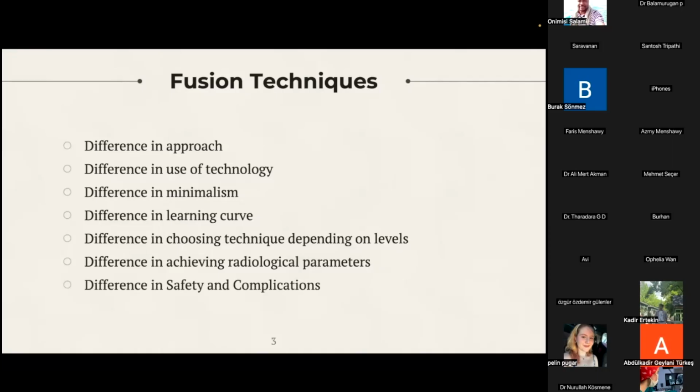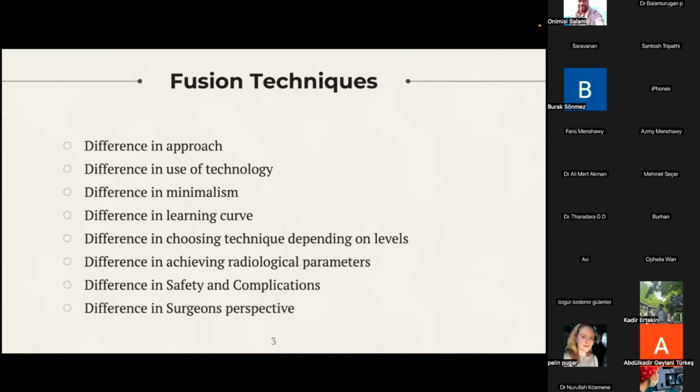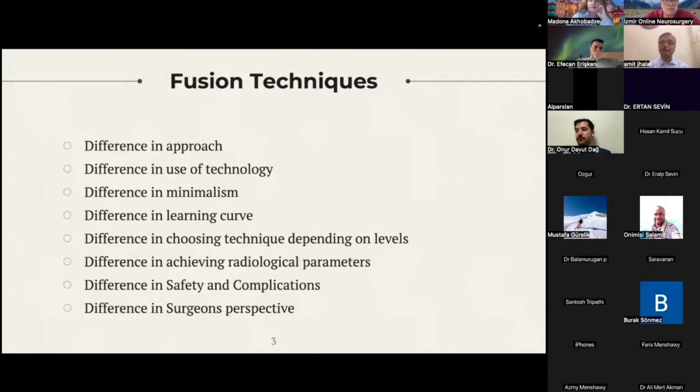And with each technique, there is a difference in safety and complications. This can be either surgeon related or even region related. There are certain regions which are much more well versed with anterior approaches, while there are certain regions which are not well versed with the safety factors of going from an anterior or abdominal approach. So there is a difference in the safety and complications for each technique. And each surgeon is different, and their perspective of looking at the technique is quite different. There is also a surgeon's perspective which is involved when you choose the fusion technique.